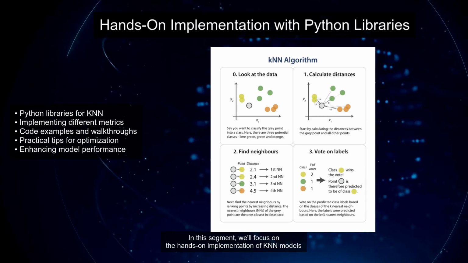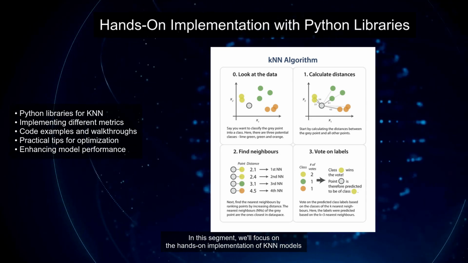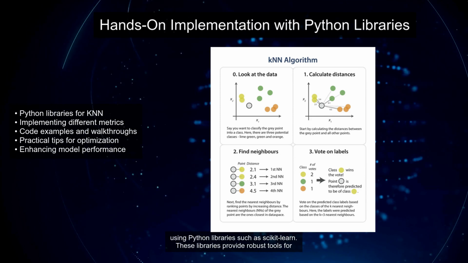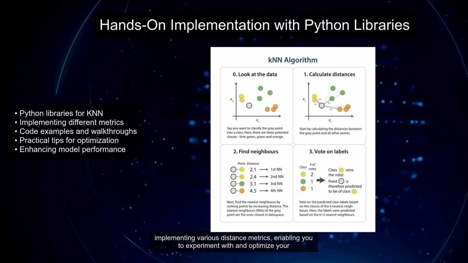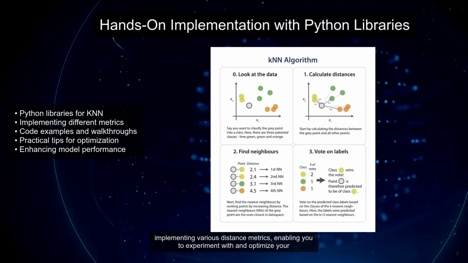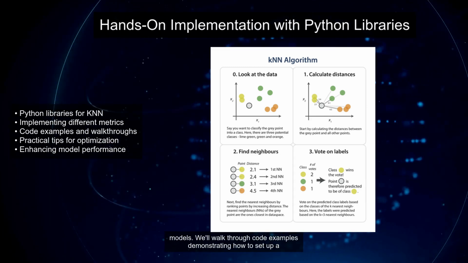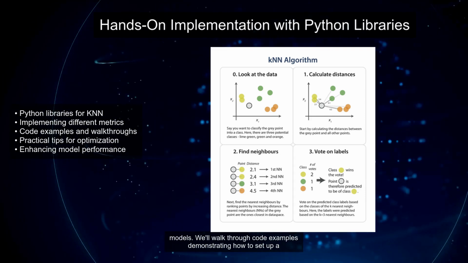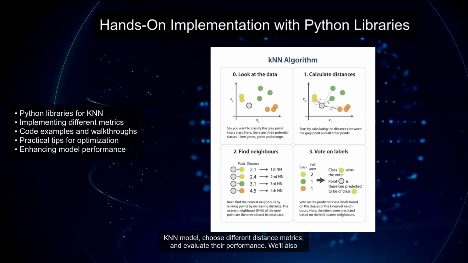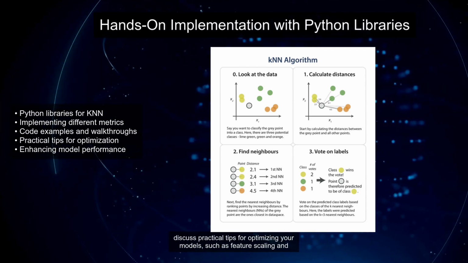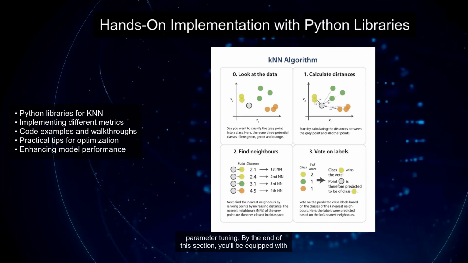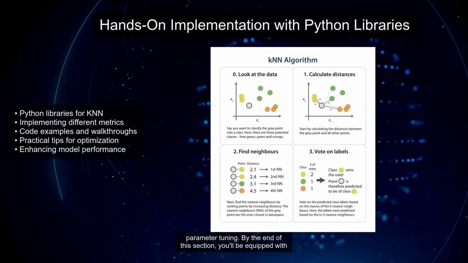In this segment, we'll focus on the hands-on implementation of KNN models using Python libraries such as scikit-learn. These libraries provide robust tools for implementing various distance metrics, enabling you to experiment with and optimize your models. We'll walk through code examples demonstrating how to set up a KNN model, choose different distance metrics, and evaluate their performance. We'll also discuss practical tips for optimizing your models, such as feature scaling and parameter tuning.